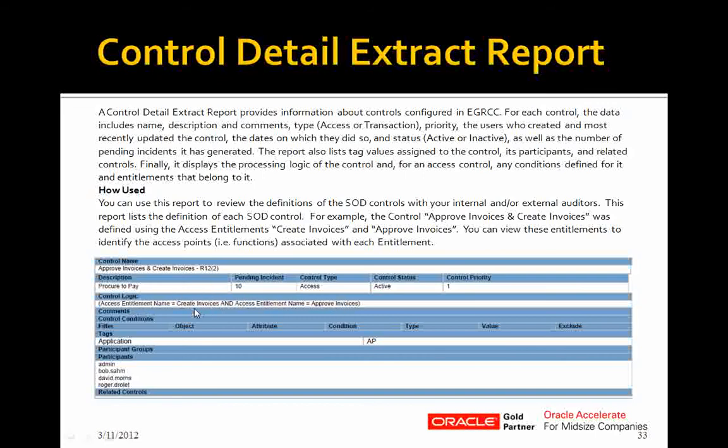And what this means is an entitlement is a grouping of all access points or functions that allow a user to create an invoice. Similarly, the approve invoices entitlement is a group of all those access points or functions that enable a user to approve an invoice. And there may be only one, or there could be more than one, okay? And then it shows the people who will be notified when you run a report and there's a deficiency.